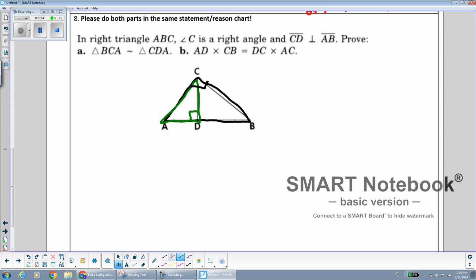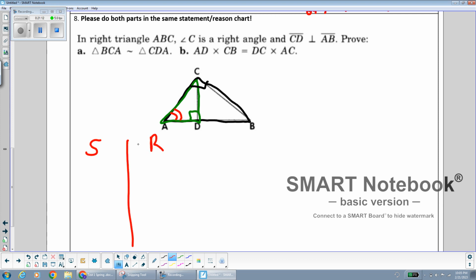Now we need the shared angle. There's always going to be a shared angle because the small triangle is inside of the bigger triangle. And that shared angle is angle A. Angle A is in the small triangle. It's also in the big triangle. So those are our two angles for AA.